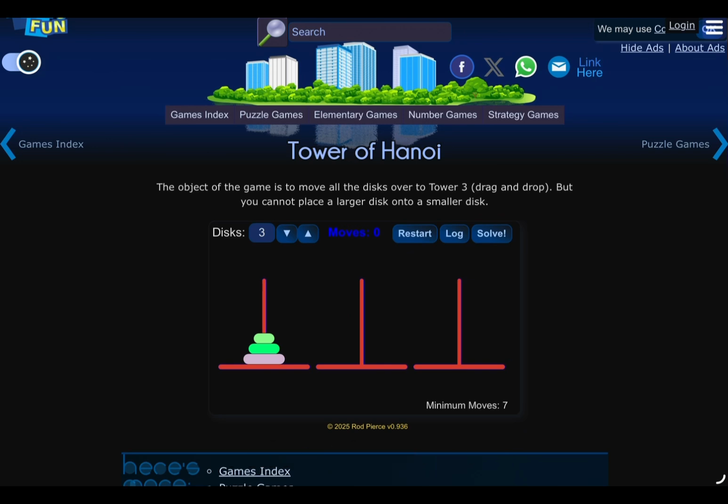So this game, you can see the description: the object of the game is to move all the disks over to Tower 3, which is on the right hand side, by drag and drop. But you cannot place a larger disk onto a smaller disk. That is the only rule. And the goal is to move the entire pile of disks from the left hand side pillar to the right hand side pillar.